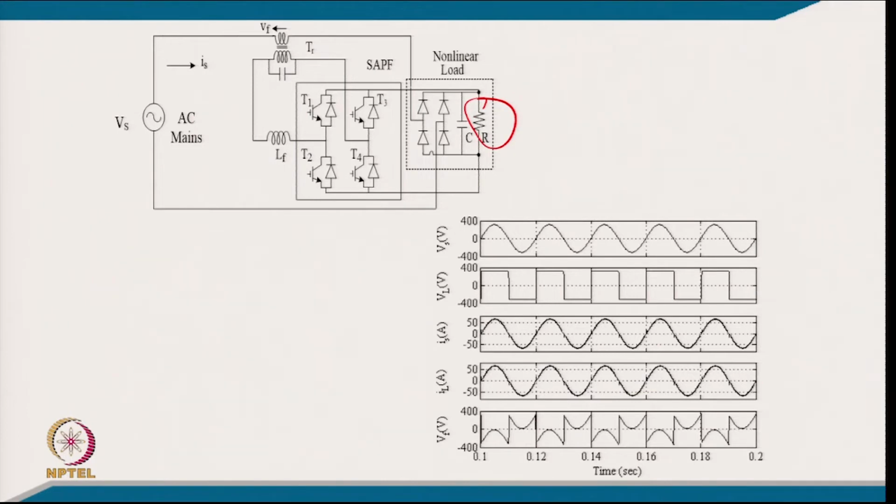So, the series active filter is not only eliminating the current harmonics, but is also regulating the DC link voltage, which is the load voltage. So, that is an additional task given to this series active filter.